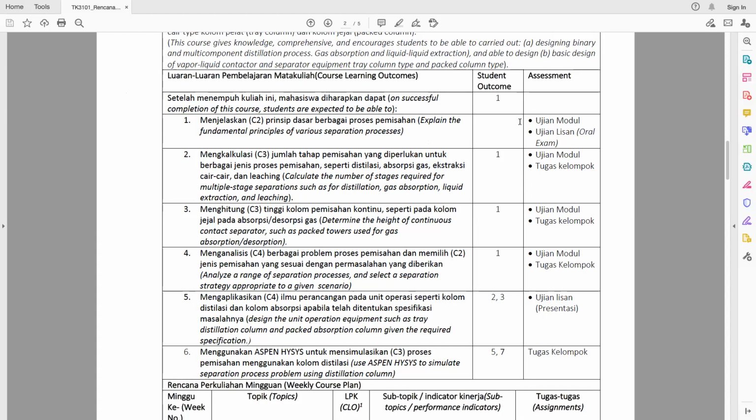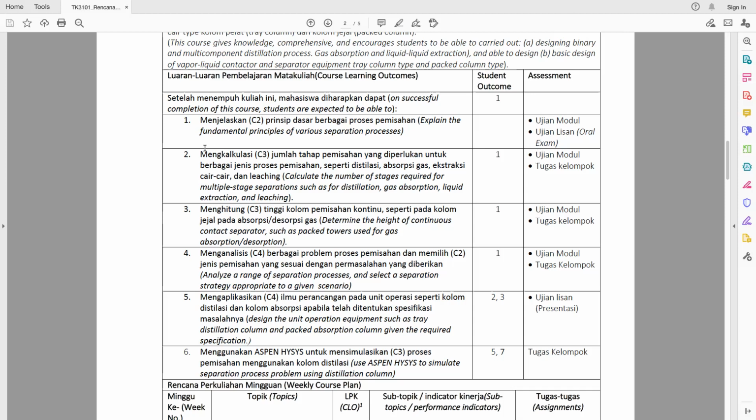And we assess that with a module exam, and also there is an oral exam. Okay, we have quite a lot of exams here because we want to assess you with different types of assignments, and also to prepare you for the 4th year.